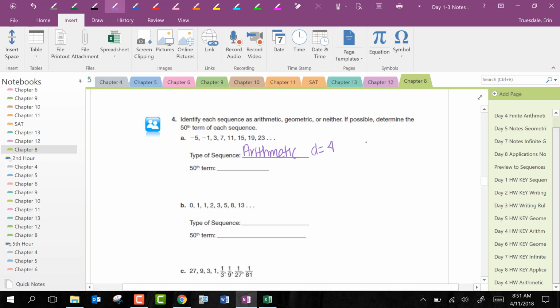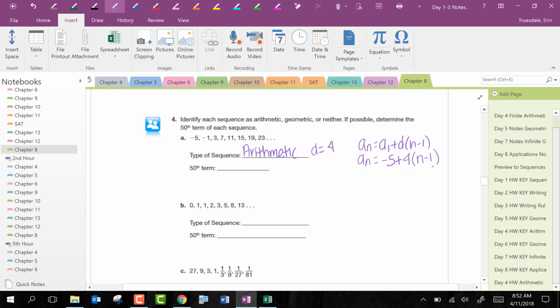Okay, and so again, I'm going to write out the formula. An equals a1 plus d times n minus 1. And we'll give you that. You have to know that's arithmetic, and you have to know what all the pieces mean. So an, I don't know. That's the term I'm looking for. a1, do I know the first term? -5. Do I know d? 4, times n minus 1.